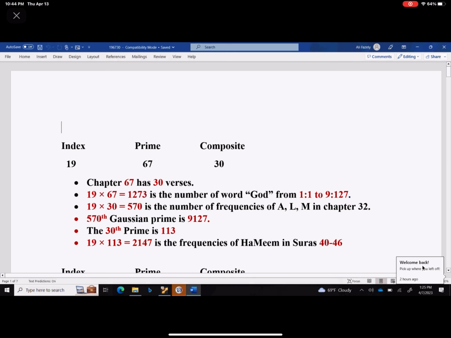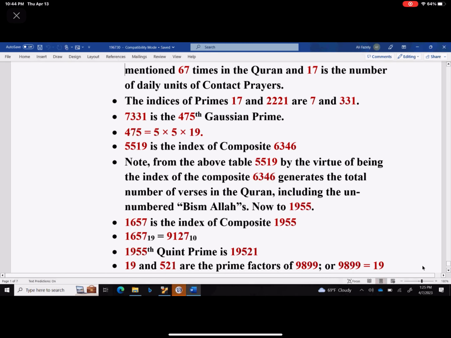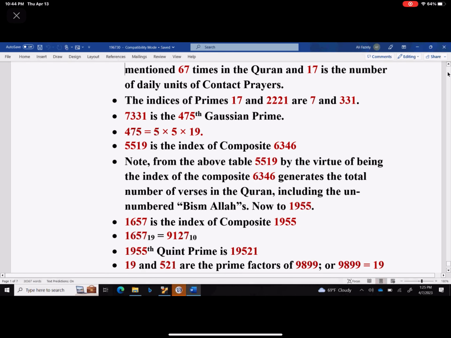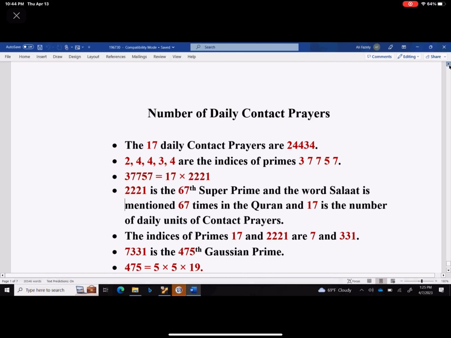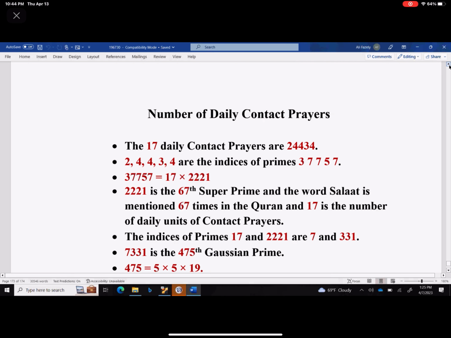Okay, I want to go ahead and go to our revelations today. And I want to go back to prayers again. Number of daily contact prayers: 17 daily contact prayers, 17 units, and they are 2, 4, 4, 3, 4.